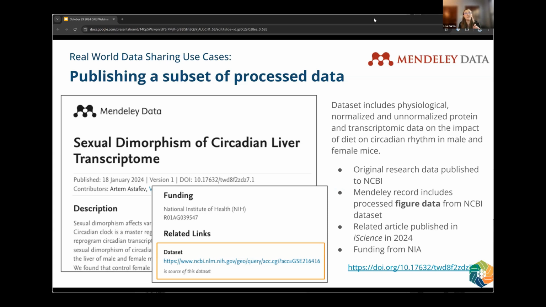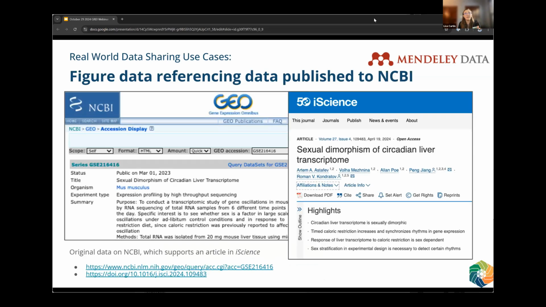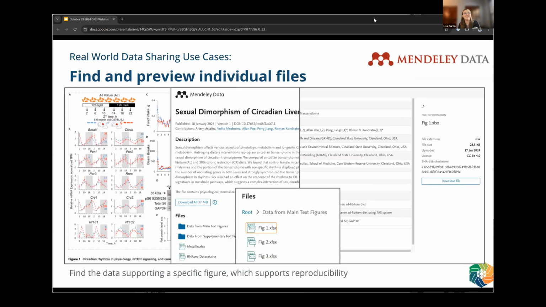Next slide, please. So here you can see the original complete data set published in the NCBI Gene Expression Omnibus, and then that's the related publication in iScience. So you know that the data in Mendeley is drawing on this NCBI data, and it's just a subset of that.